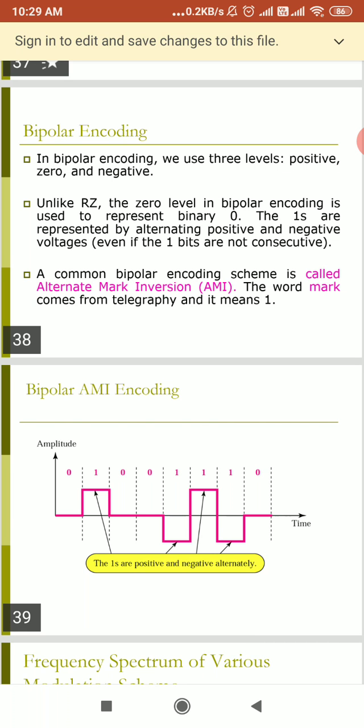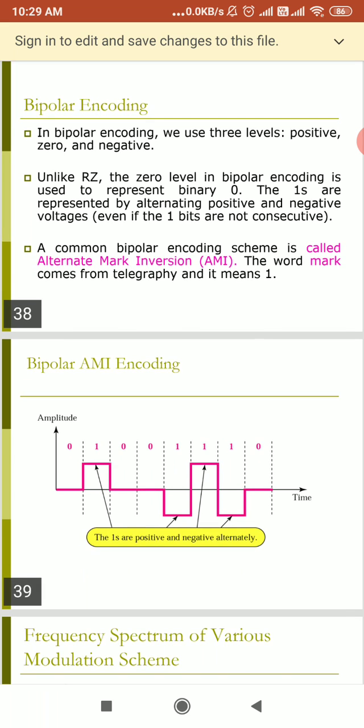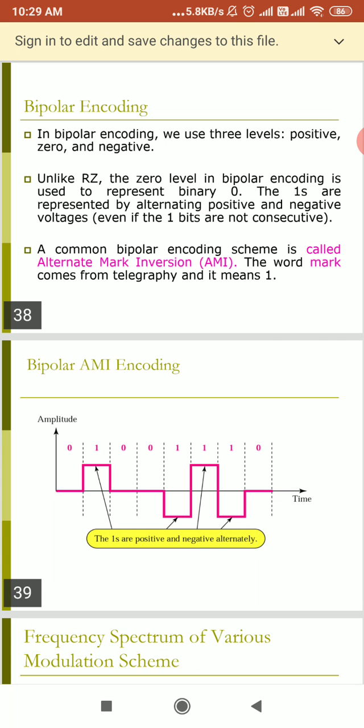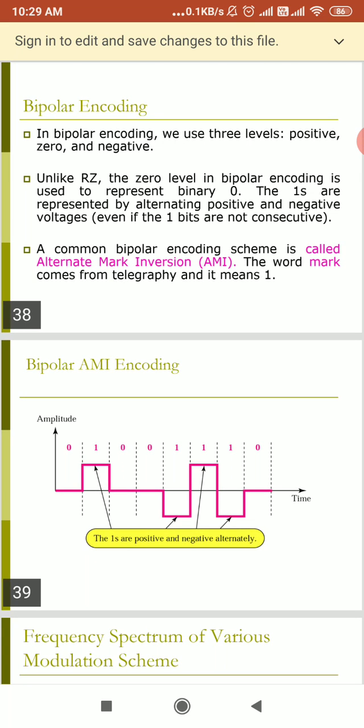It means if we are using 0, there will be 0 level. And 1 we can represent by alternating positive or alternating negative value, +1, -1, or plus A, minus A. So this is alternate mark inversion. The name pseudo-ternary is because here we are using 3 levels: 0, 1, -1.